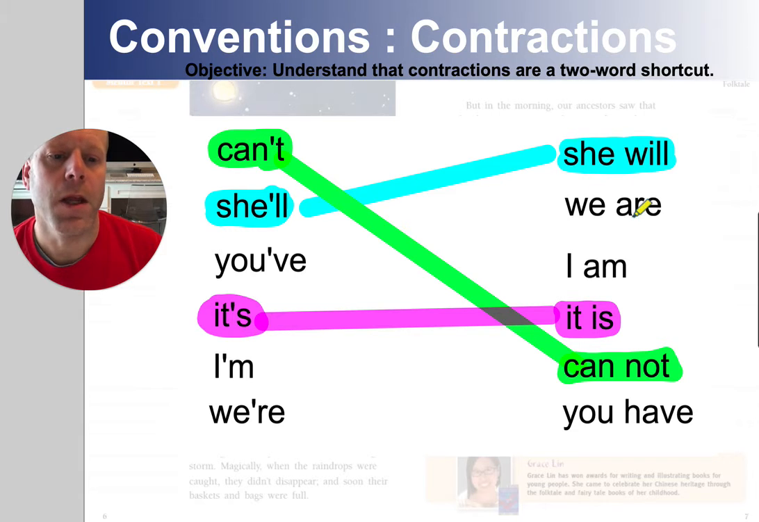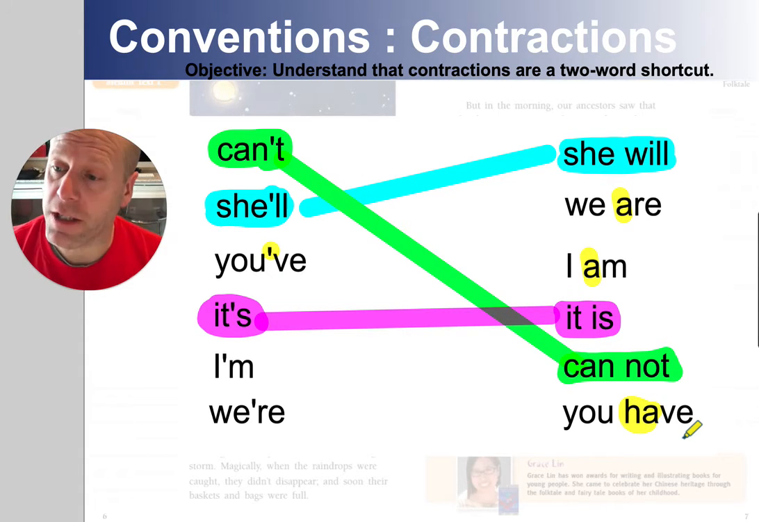So many of the times when you make a contraction, you lose a couple letters. For example, in we're, the A goes away. For I'm, you lose the A. So it's usually that first letter maybe. You actually lose a couple letters, right? They go away and instead you have an apostrophe and then you just pick up where you left off. You see that?